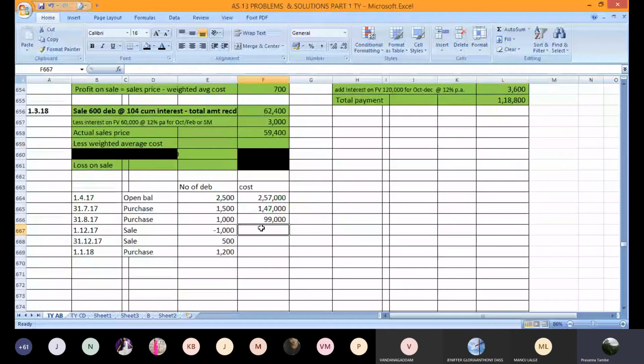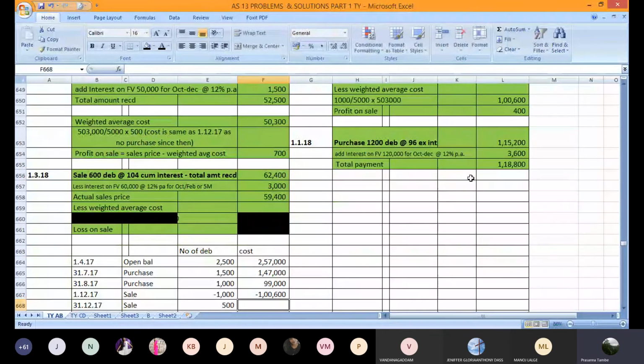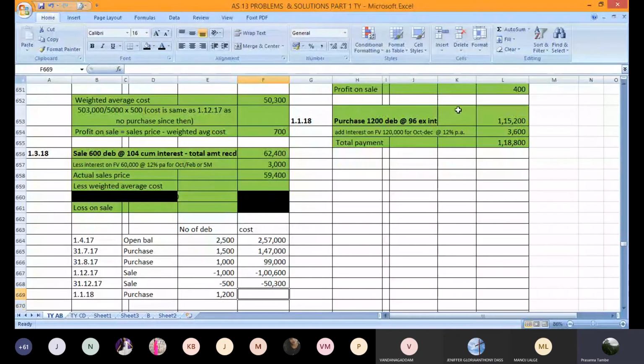So minus 1,06,000. This is my cost when I sold those 1,000 debentures. Then again, there is a sale of 500 debentures, so I will make it negative. For 500 debentures, my cost was 50,300. You can see in this working note, the cost is 50,300. And then I again purchased 1,200 debentures, for which the cost is there in the ledger itself.